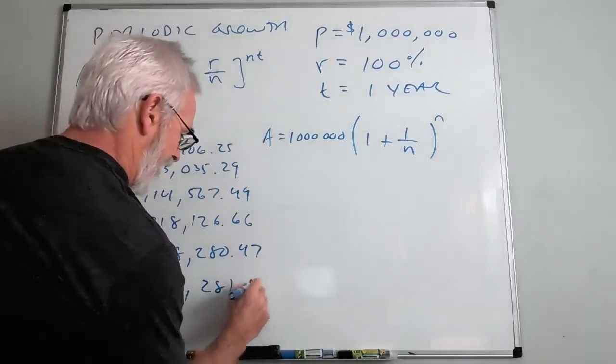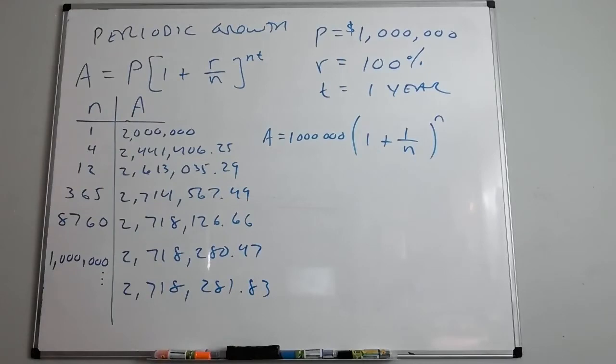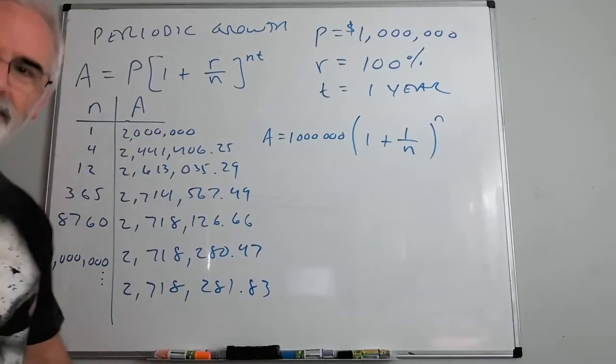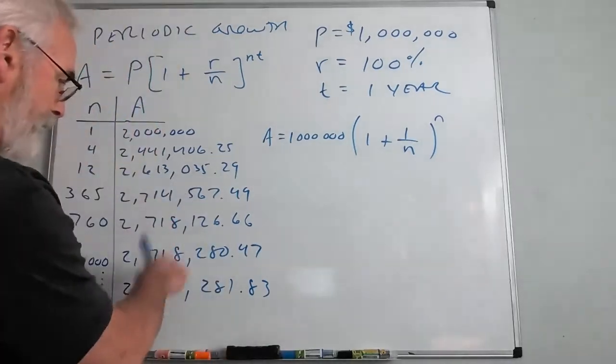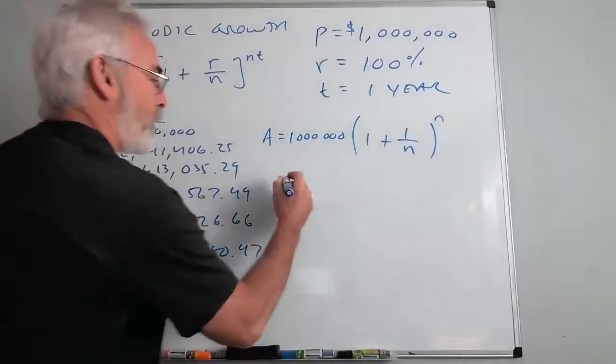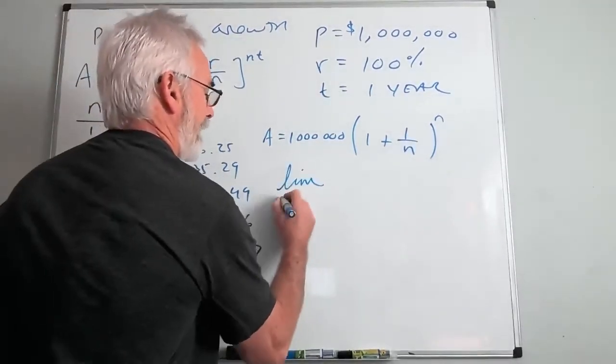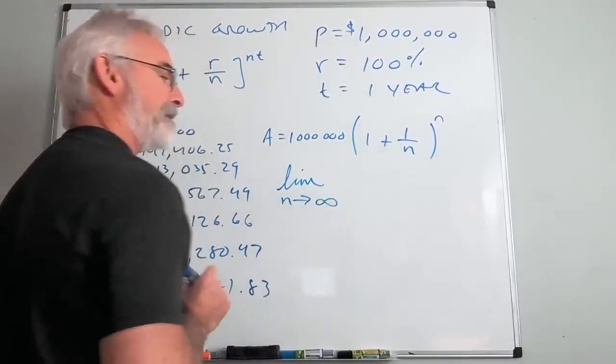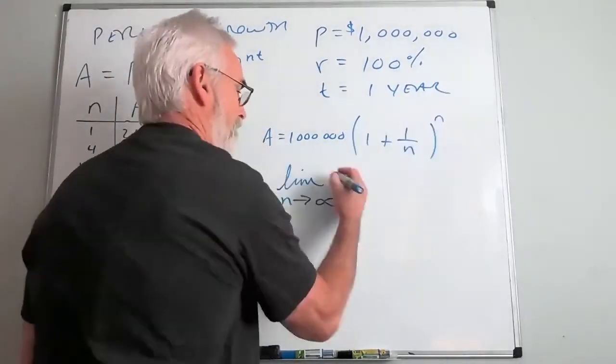And approximately 83 cents. This would be the upper limit if I could do this, so it keeps going. So really, here's the question. What if I take the limit as n goes to infinity of this?